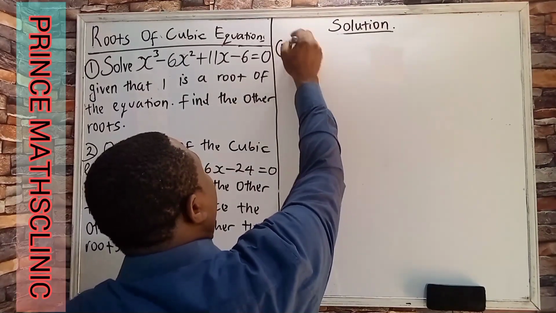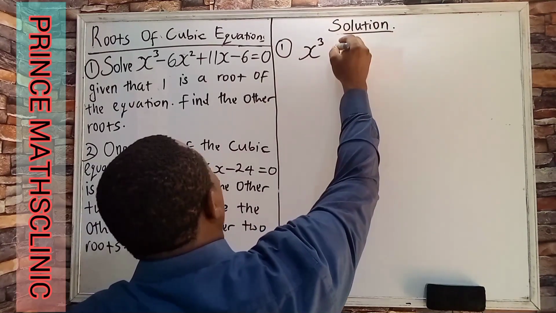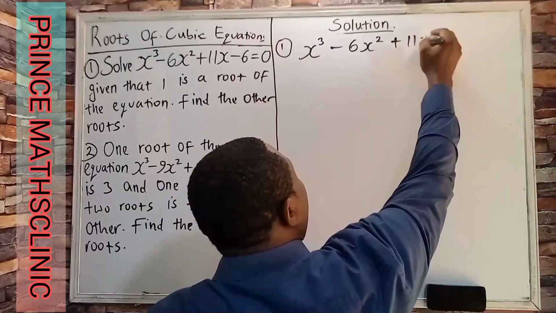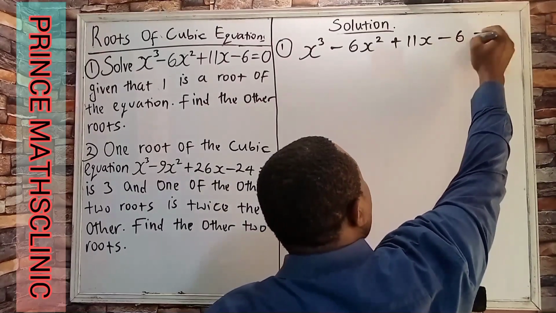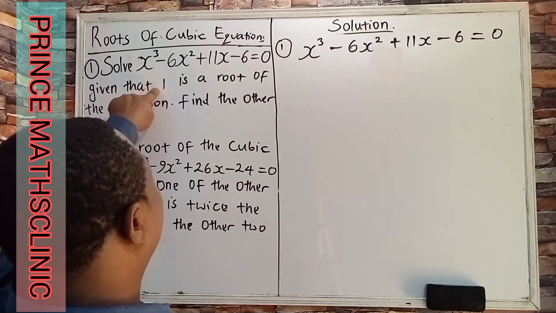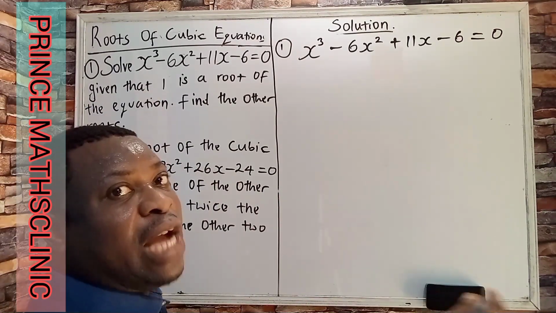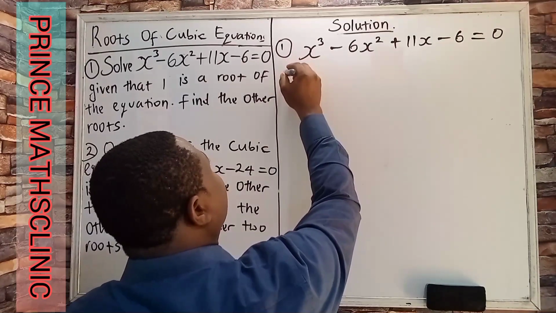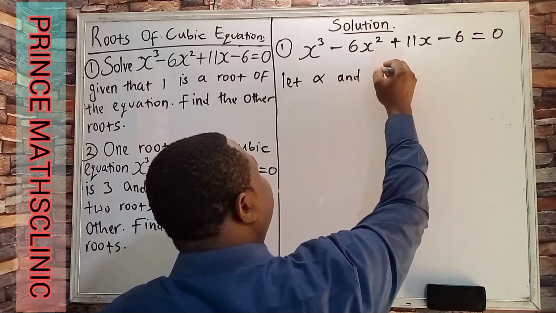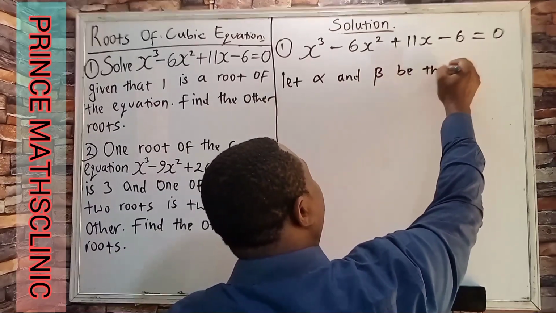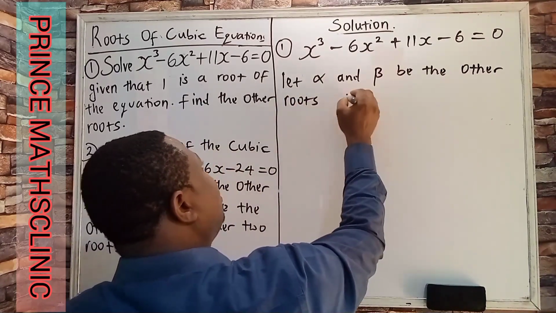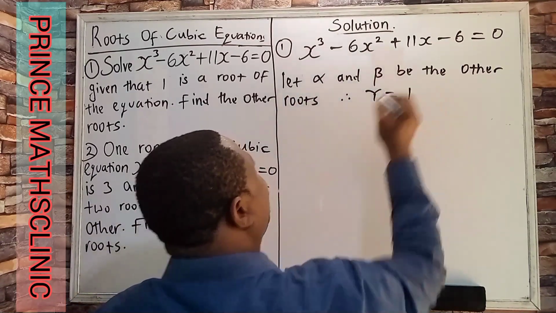x cubed minus 6x squared plus 11x minus 6 is equal to 0. We are given that one of the roots is 1 and we want to find the other roots. Let alpha and beta be the other roots. Therefore, it means that our gamma will be 1.